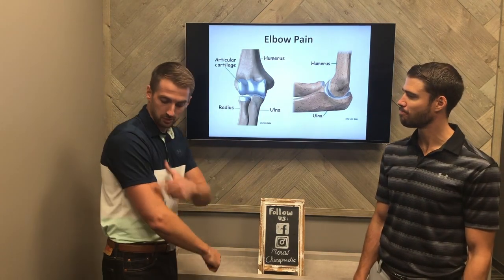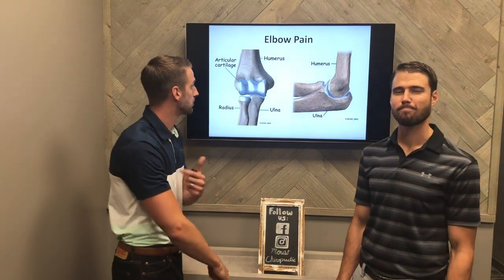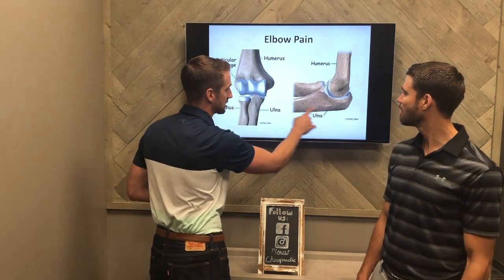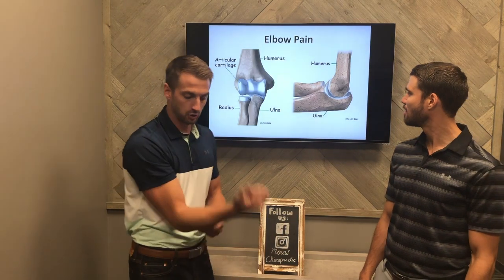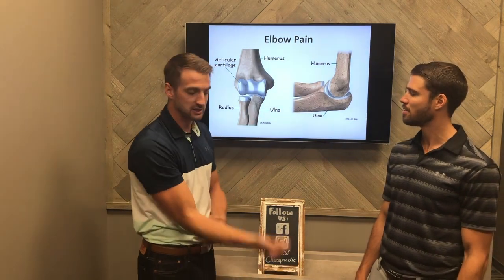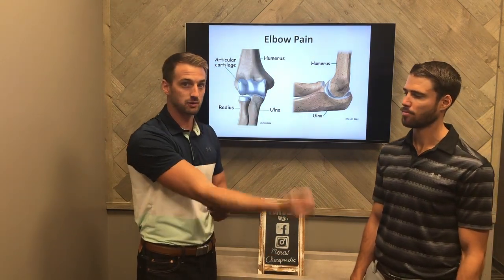Obviously, you have your humeral bone or your humerus, that's your upper arm bone. That's going to come in and attach into what's called your ulna. Now your ulna is the one that attaches into the humerus, and that's for flexion and extension right here.